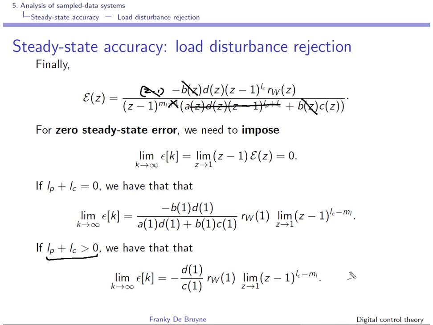You can draw the conclusion that if you choose LC equal to ML plus 1, then the zero steady state error will be imposed. So again, the number of integrators in the case of a load disturbance does not depend on the process. It only depends on the type of load disturbance that you want to reject. If ML is equal to 1, so a ramp, then you need 2 integrators. If ML is equal to 0, a step signal, then it's sufficient to take only 1 integrator in the controller.